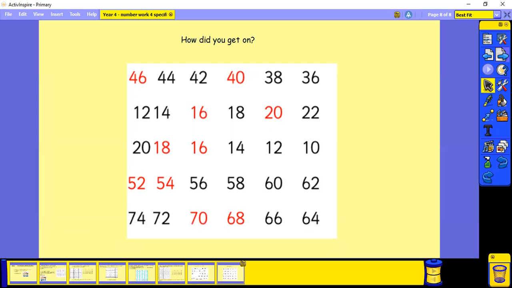You can now count in steps of 1, 2, 5 and 10 forwards and backwards to 100. If any bits are tricky, practice them again and again and again.